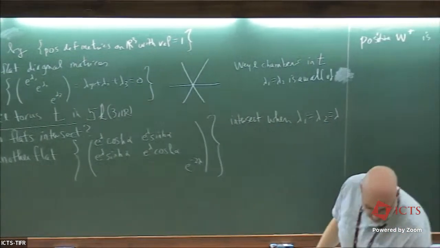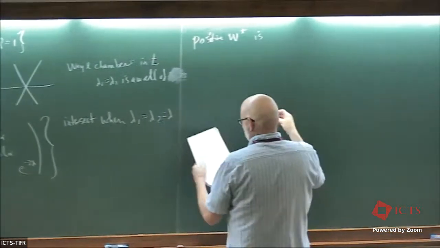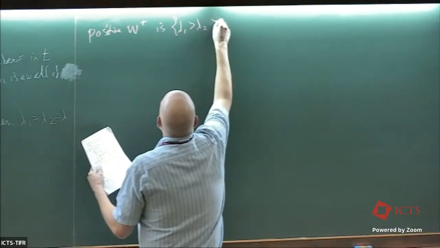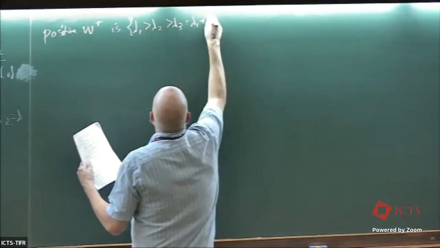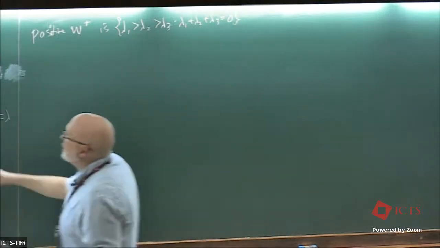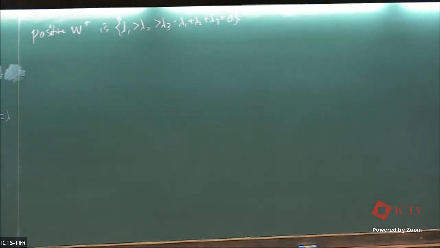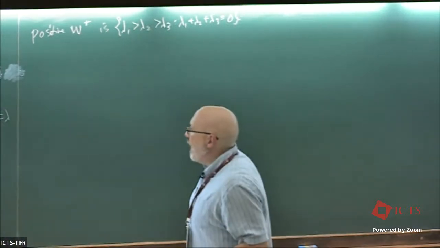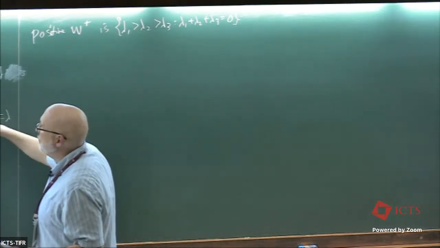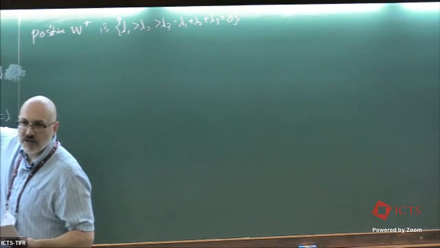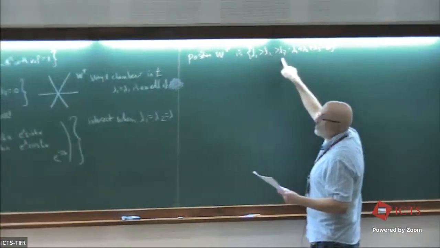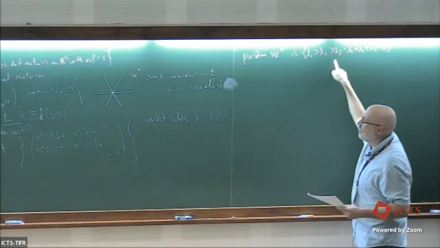Is, for example, lambda 1 bigger than lambda 2 bigger than lambda 3, and then of course the sum is equal to 0, right? And so this we may call W plus. And notice that where lambda 1 equals lambda 2, this is a wall separating the Weyl chambers. So each of the Weyl chambers depends on the ordering of these three eigenvalues, or logs of eigenvalues.